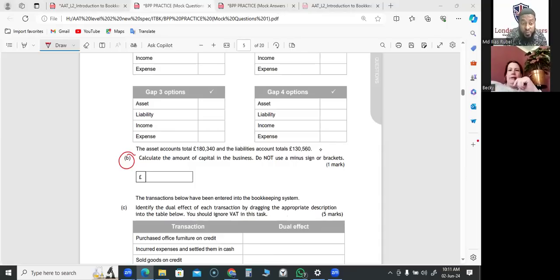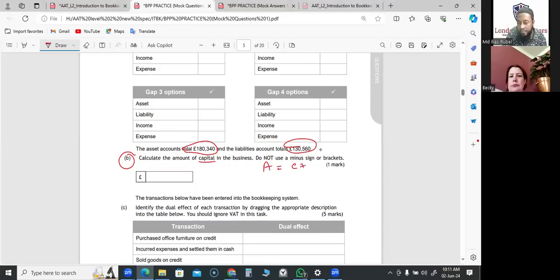Thank you. Next one, the asset account total is this and liability is this. Calculate the amount of capital. This is the accounting equation, and you see throughout the revision, you learn a lot. What is an accounting equation? Asset equals capital plus liability. If your assets are £10, your capital may be money introduced by the owner, £6, and £4 you have taken as a loan, a liability. So if these are all your assets, and these are your liability.